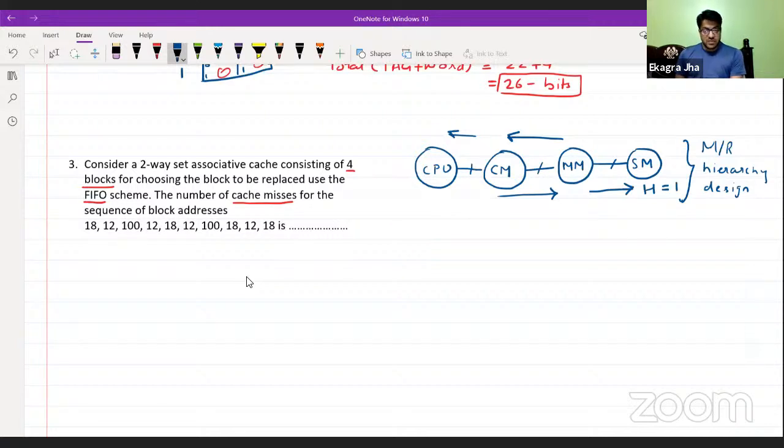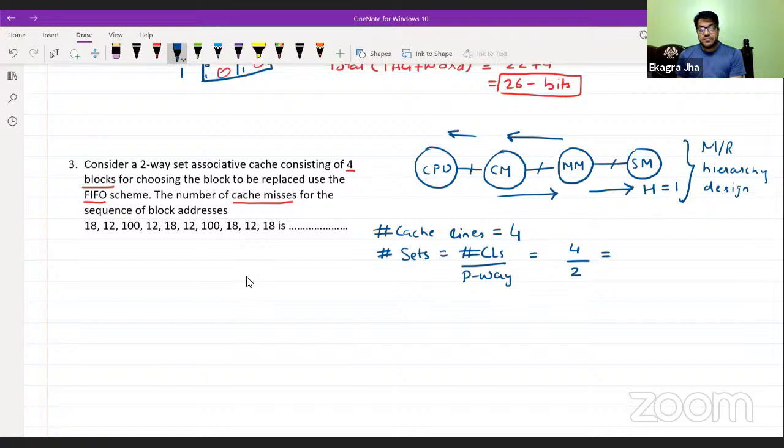To design the cache memory, all we need to find first is the number of cache lines. This is already given directly: the cache memory consists of 4 blocks, so 4 cache lines are there. But to design the set associative cache, we need the number of sets, which is the number of cache lines divided by the p-way. The number of cache lines is 4 and the p-way is 2. Hence, the number of sets is 2, so 2 sets will be here, and each set is going to have 2 ways.